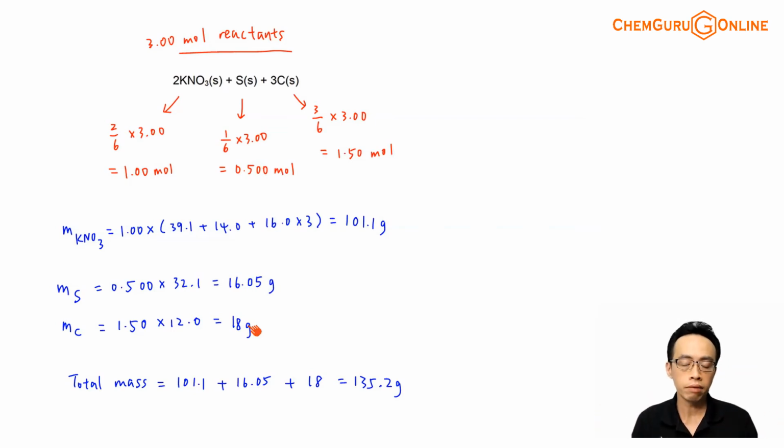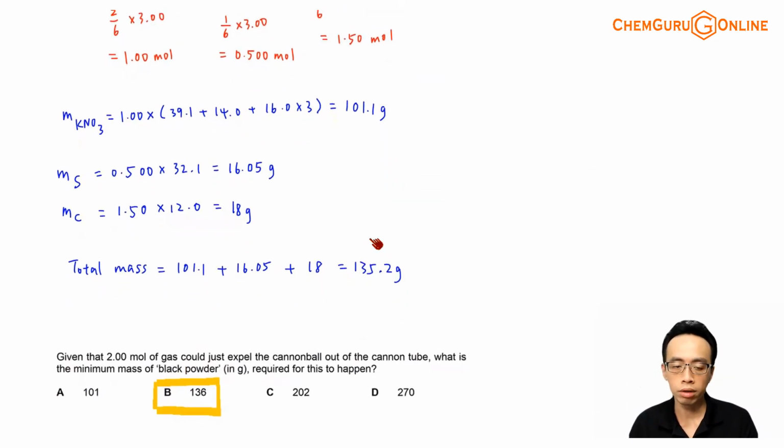I just need to simply add everything together to get the total mass of black powder. So total mass will be 101.1 gram for KNO3, 16.05 gram for sulfur, 18 gram for carbon. We add everything up, total mass will be 135.2 grams. So what we can do now is we can look back at the options A, B, C, D. The closest answer that we have should be B, 136 grams.